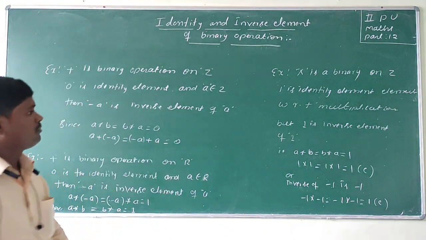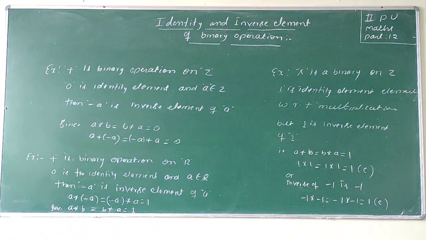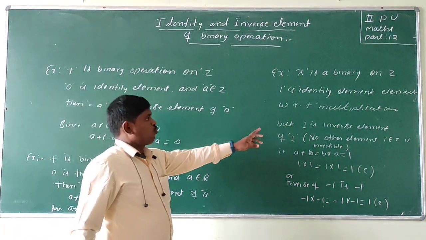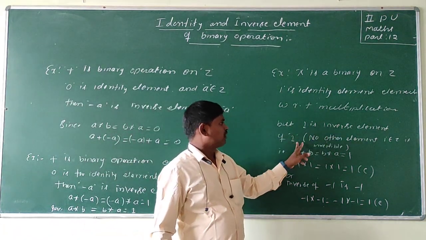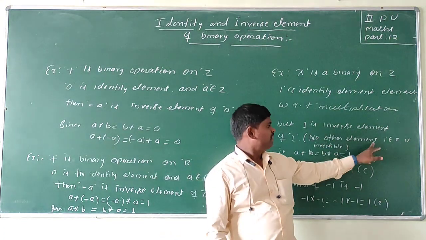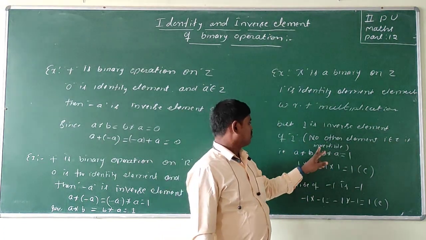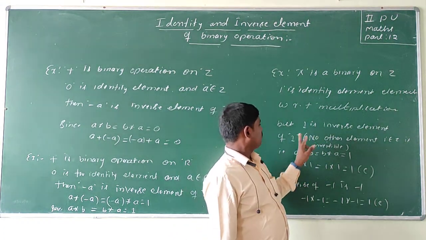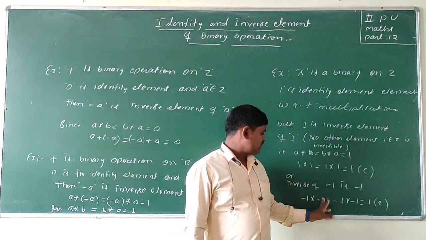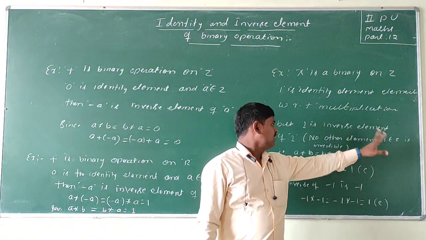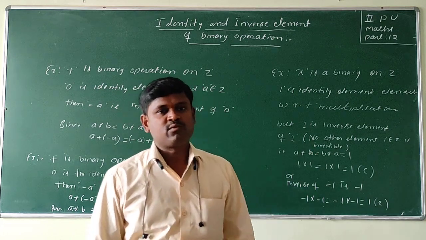Okay, write down. Is it clear? So 1 is the inverse element of 1, since no other element of Z is invertible. So 1 is the inverse of 1 itself, and similarly minus 1 is the inverse of minus 1. No other element in Z is invertible. Is it clear? So next we move on to the problem.